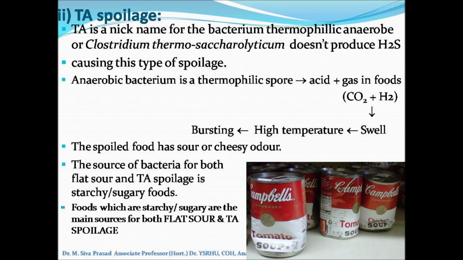In both cases, flat sour as well as TS spoilage, these spoilages are more common in foods which are rich in starch and sugar. Such spoiled food, in the case of TS spoilage, will give a sour or cheesy odor.